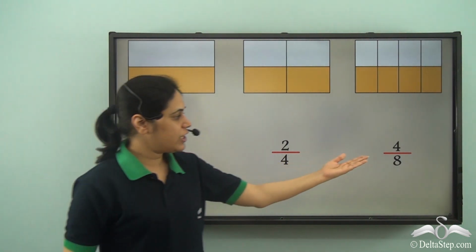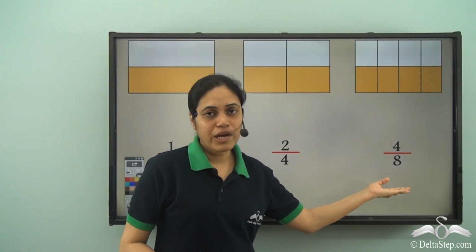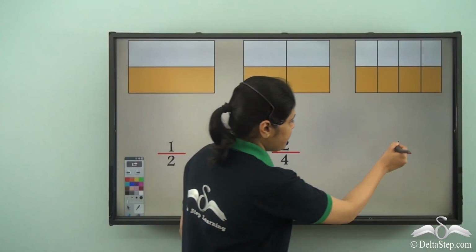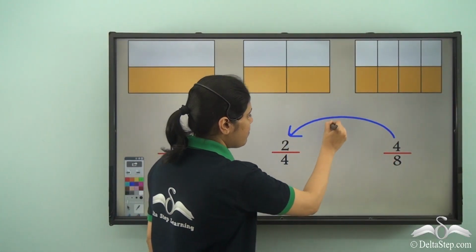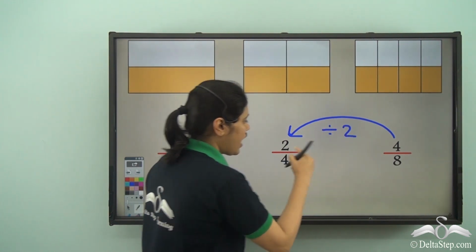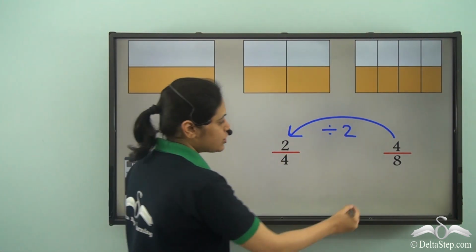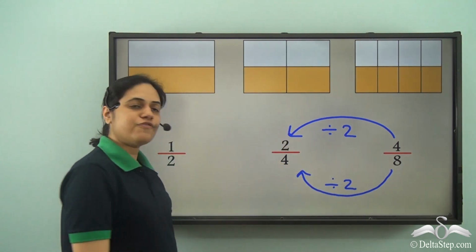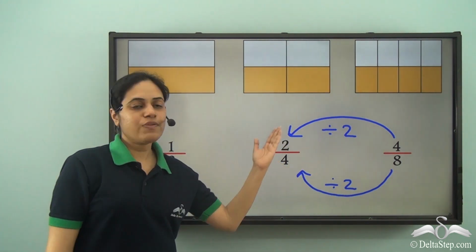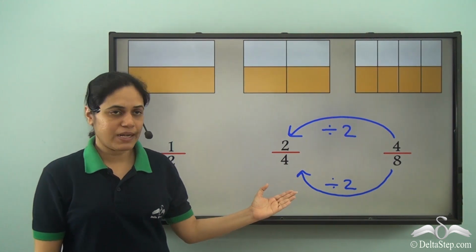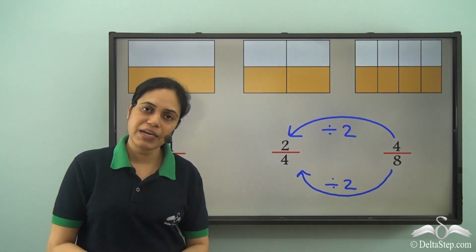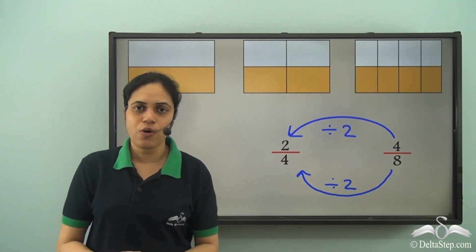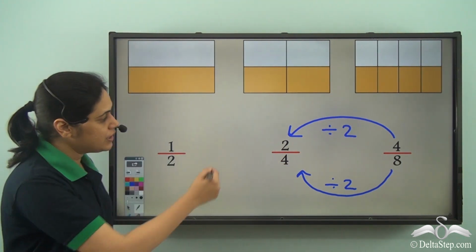Also, if you look at 4 by 8, how can I get 2 by 4 from 4 by 8? If I divide 4 by 2, I get 2. Also, if I divide 8 by 2, I get 4. So I can get equivalent fractions not just by multiplying but also by dividing by the same number. So I need to divide the numerator and denominator by the same number.